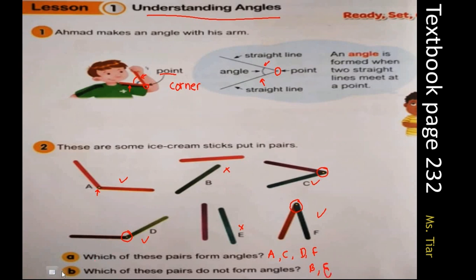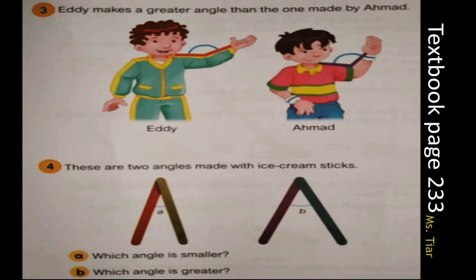Okay, now, there are two people here. We have Eddie and Ahmad. Eddie put his hands open wider than Ahmad. So what happened next? Because Eddie opened it wider than Ahmad, Eddie makes a greater angle. Look at this side. The side is wider, so this has a greater angle. And compared with this side, this is narrower, so we can call the angle over here smaller.